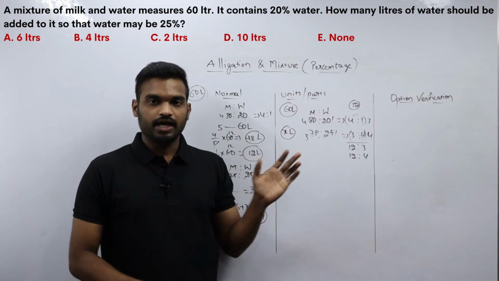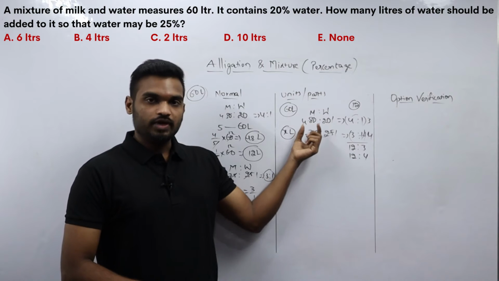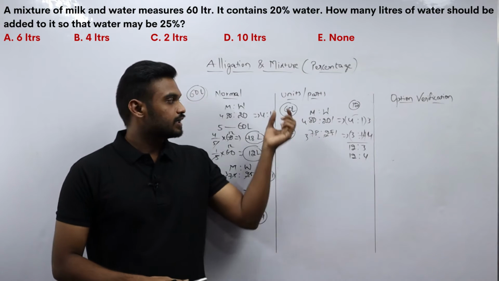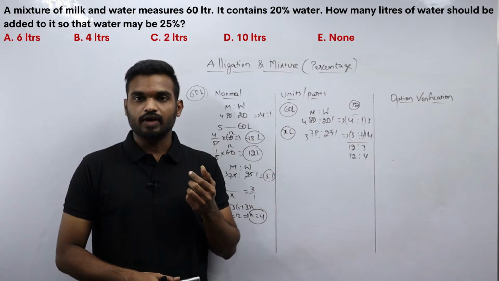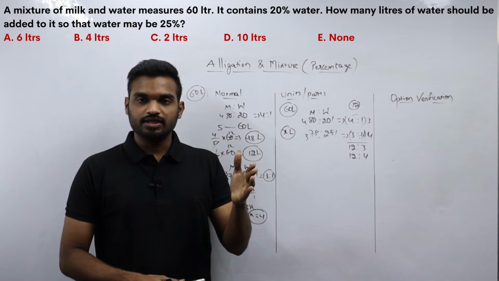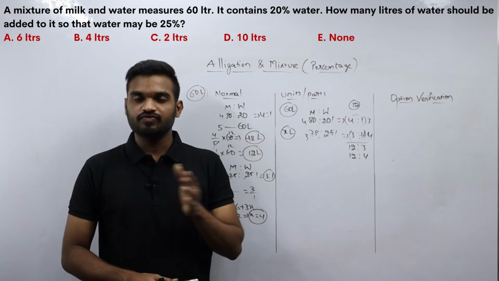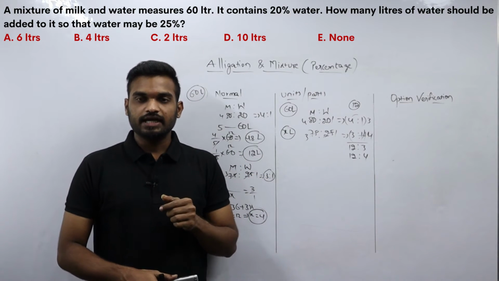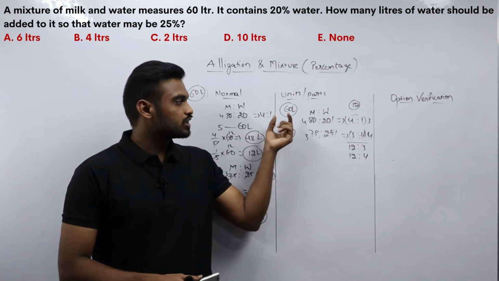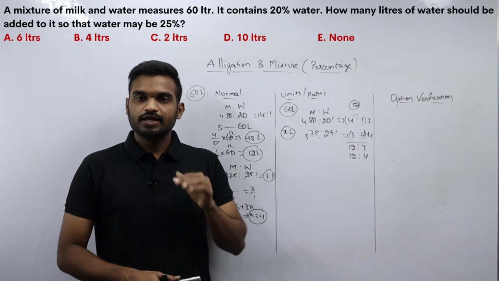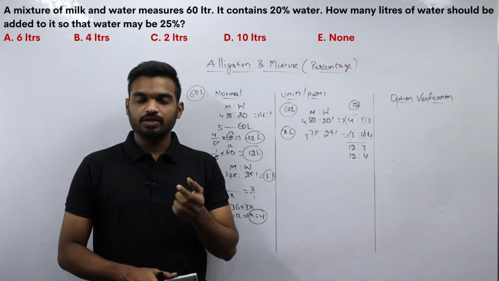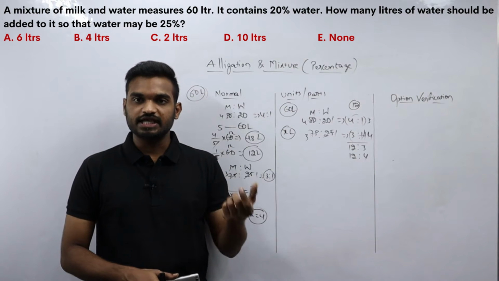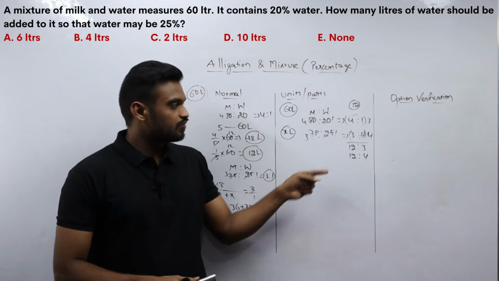See this, I hope you are understanding. We are adding some liters of water to the entire 60 liters. Since we are adding water, the quantity of water in the mixture before adding and after adding will change. But we are not adding any quantity of milk to the total 60 liters. Since we are not adding any milk to the mixture, the quantity of milk before adding and after adding needs to be the same in both the cases. That's what we are doing here.